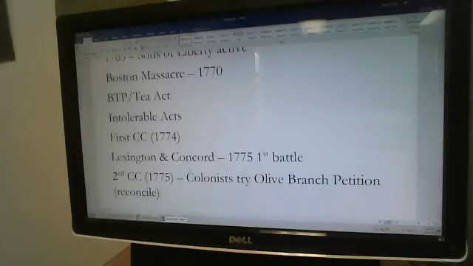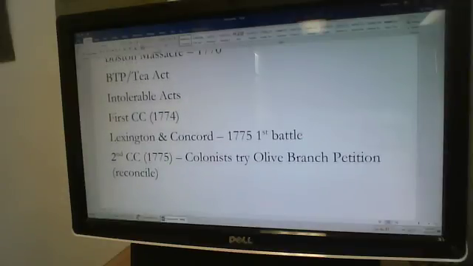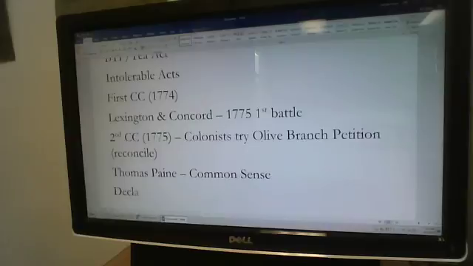But King George says, no, you've got your rebels. He doesn't even bother to respond to them. So with that, you have Thomas Paine's Common Sense. His writing, in 1776, I think, is going to encourage people to get on board with the idea of independence. And of course, that's going to lead us to the Declaration of Independence.